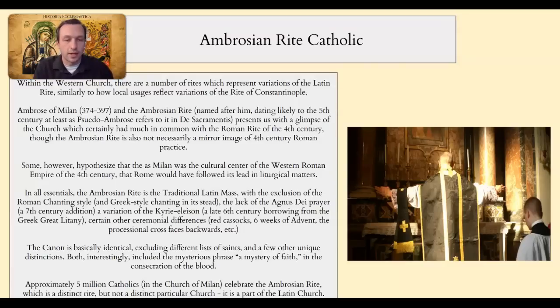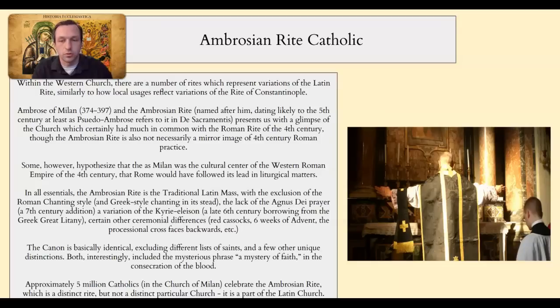It does not have the Agnus Dei prayer, since that was added to the Roman Rite in the 7th century, and it has a different version of the Kyrie eleison chant, because the Roman Rite established the Kyrie eleison in the TLM's form in the late 6th century. There are also certain other ceremonial differences.